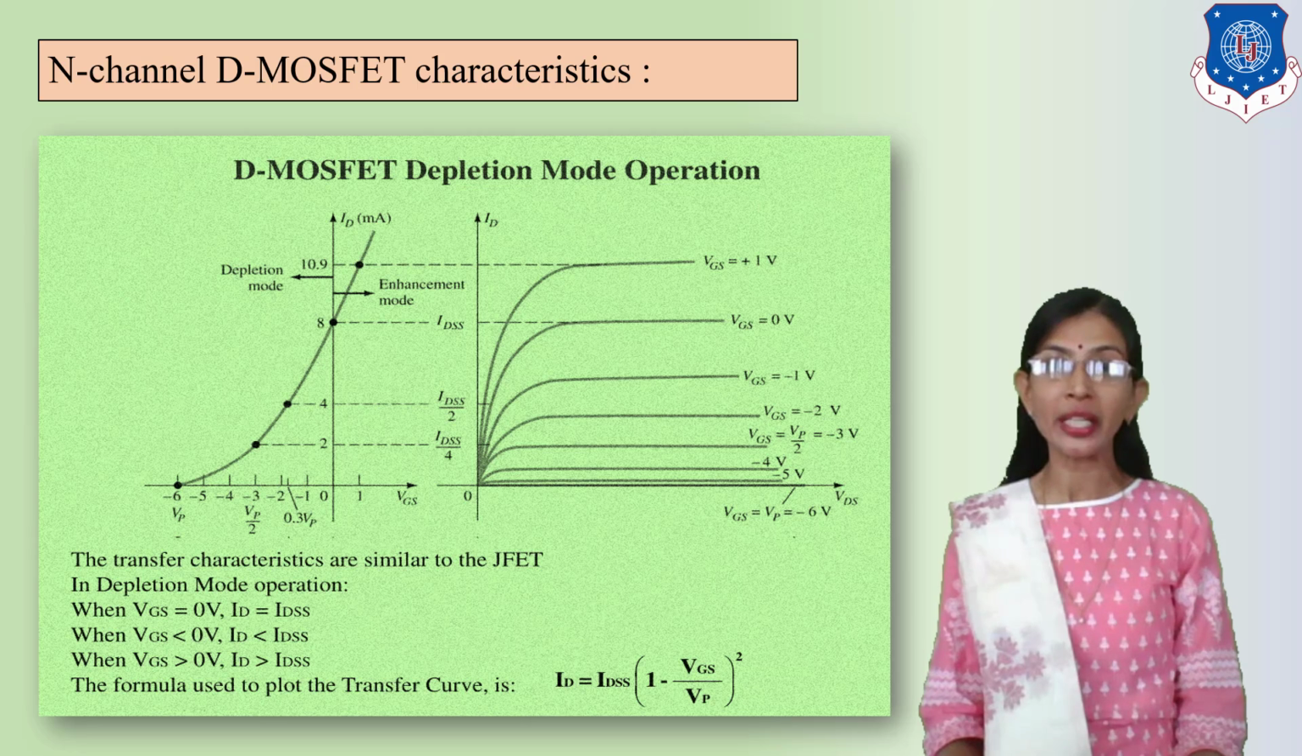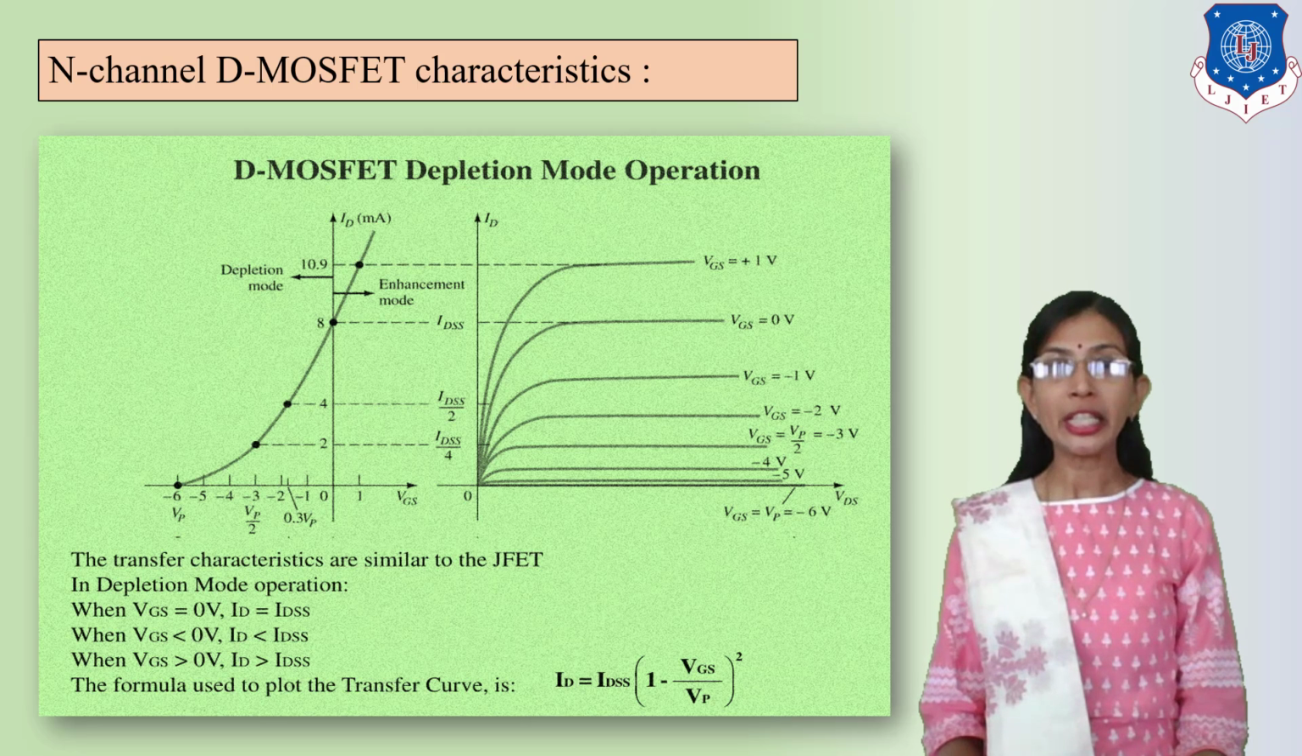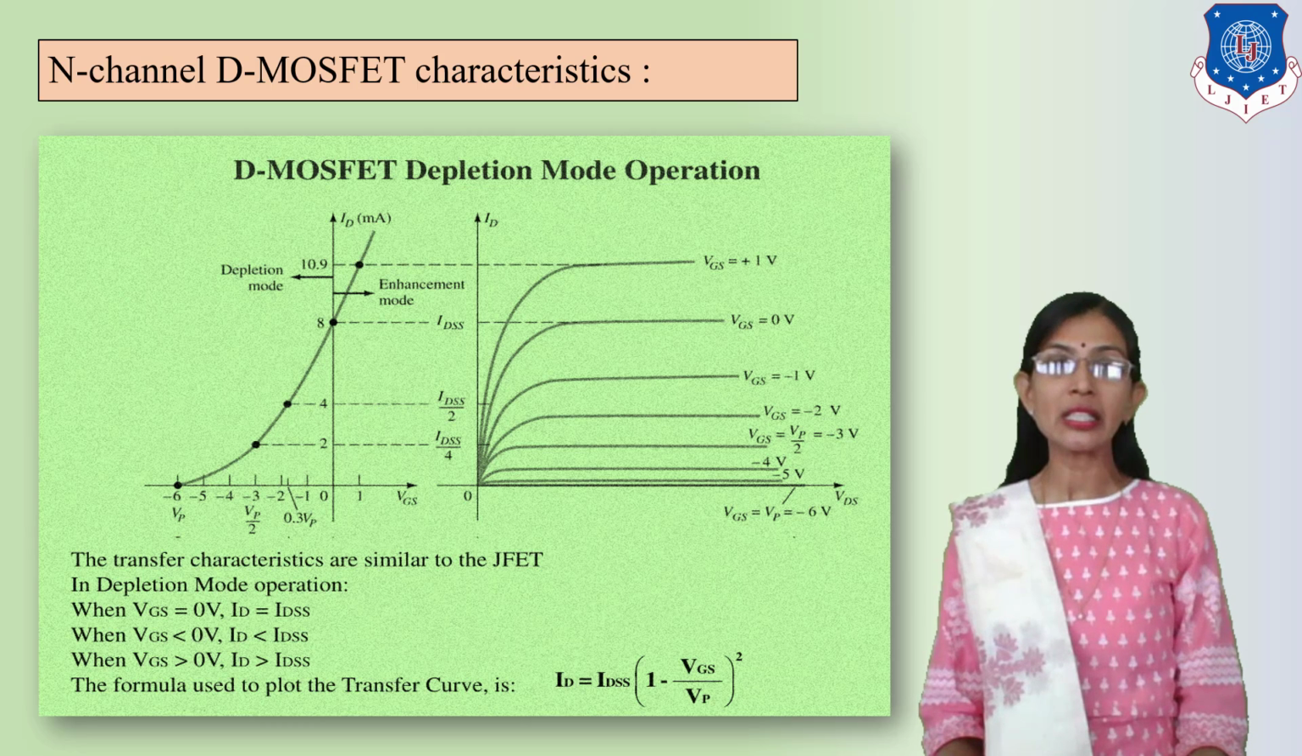Finally, again I am concluding the main point. If a D-MOSFET is used, for case 1, VGS equals 0, we will not connect any battery, and for case 2 we will connect a negative battery with the gate terminal, so the gate is negative. Due to this negative gate, free electron movement will be reduced and the drain current is going to be reduced.